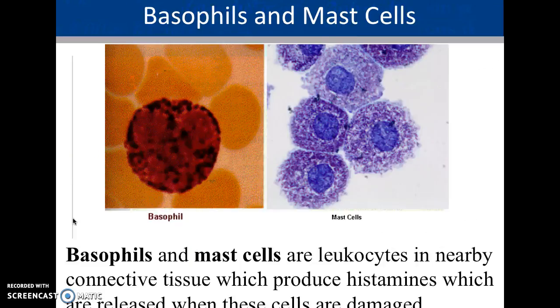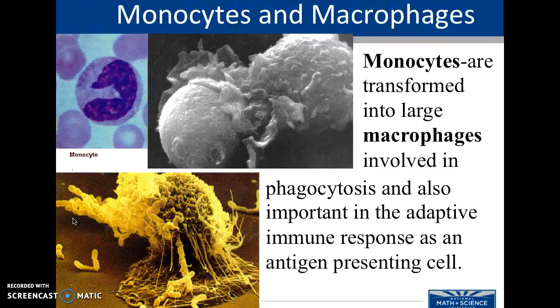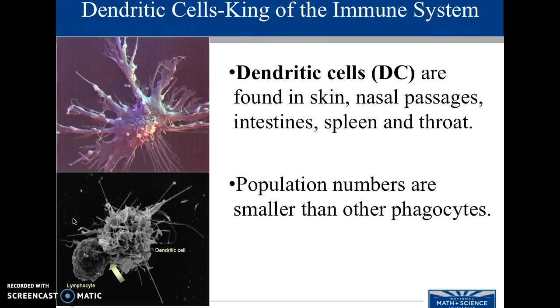If we skip back really quick, we've talked about the group of three: eosinophils, basophils, neutrophils, and although it's not in here, we've talked about the mast cells as well. The dendritic cells are what we would consider the king of the immune system.